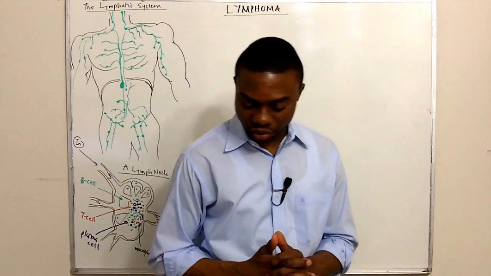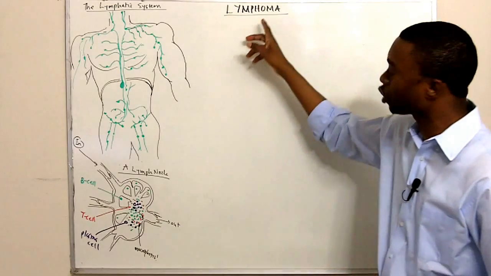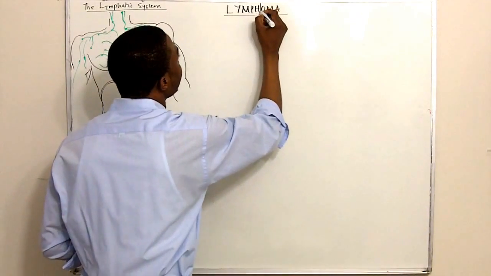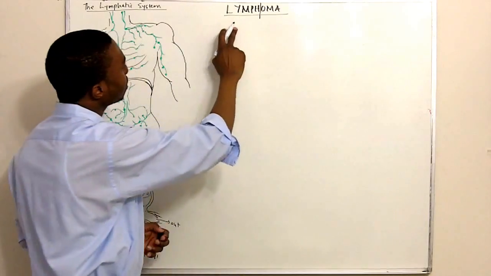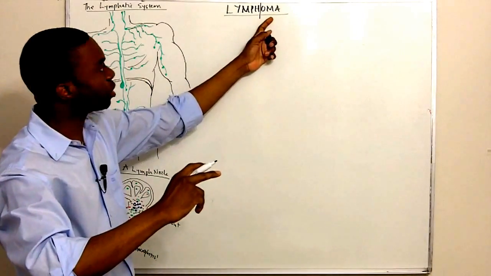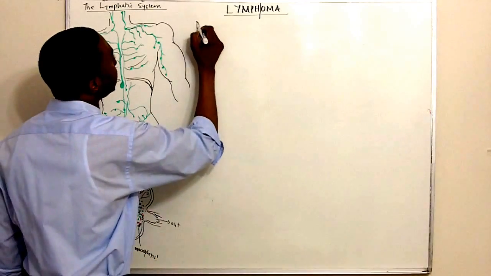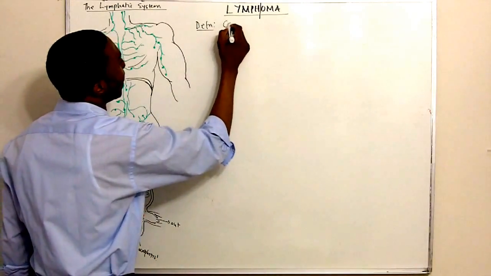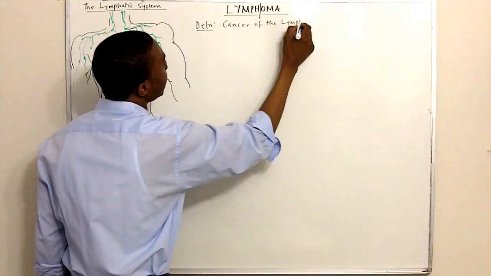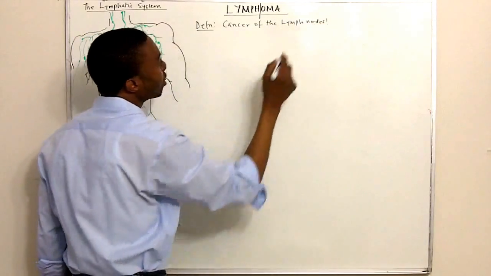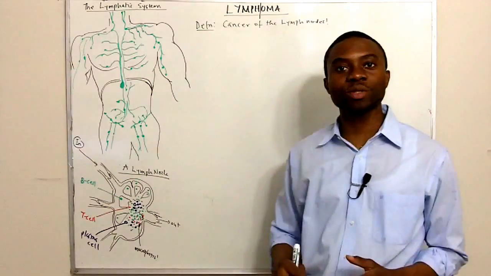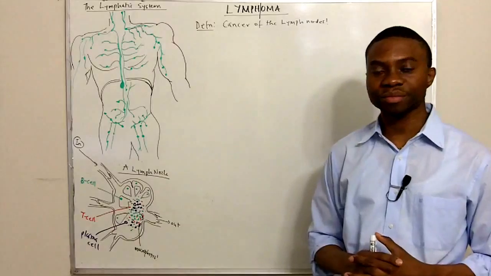What is the definition of lymphoma? Let's break the word into two. Lymphoma: it looks like that's a lymph node, lymphatic. Oma means tumor. So a definition of lymphoma is cancer of the lymph nodes. Do we have lymph nodes in our body? You betcha, right? Lymph nodes are very important.